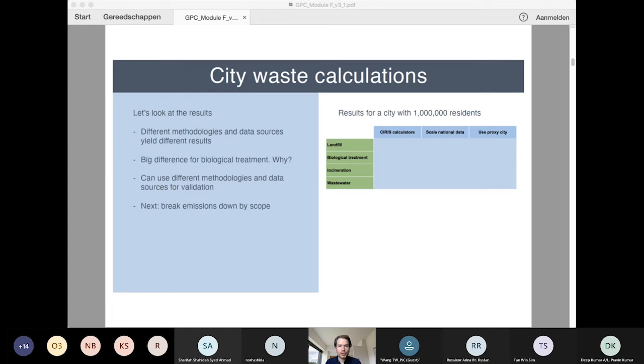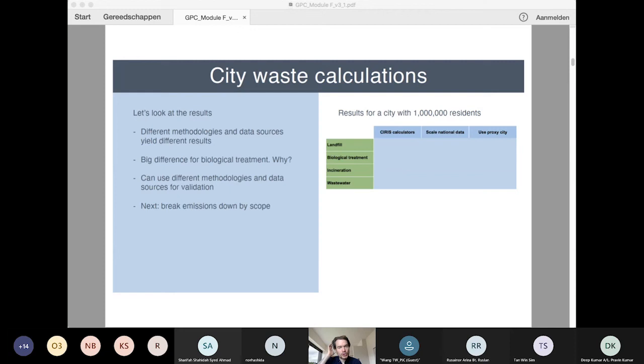But the key thing is just document your approach, your assumptions, your methodologies, record them in your report or your inventory tool, so you're being fully transparent, and just acknowledge the data is incomplete, the data isn't perfect, and be open about the assumptions that you've made.